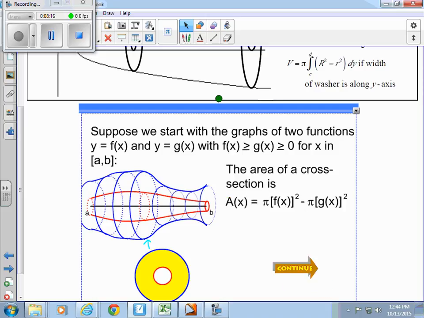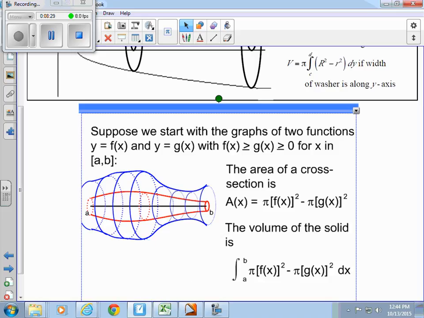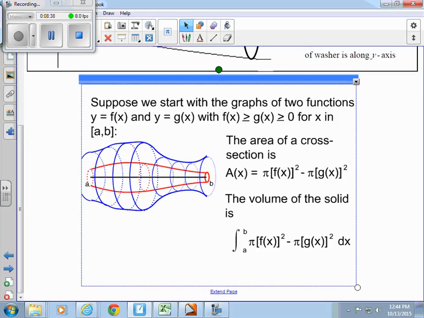The area of a cross section would be pi times the height of the big curve squared minus pi times the little curve squared. And so you can factor a pi out to get those formulas up there. Or you can leave the pi, multiply it, and leave the formula like that. Either way.